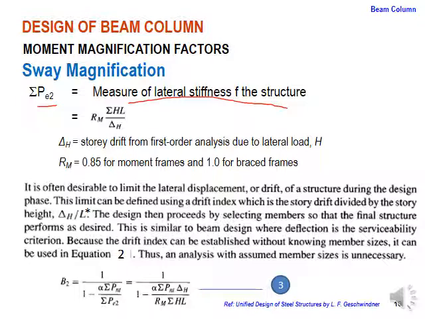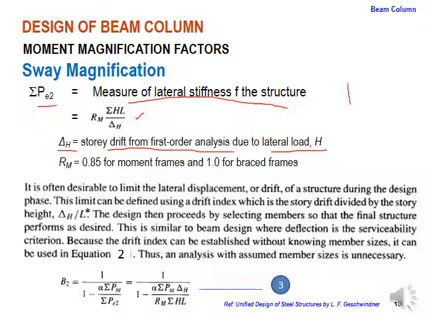So for this, the formula is R_m sigma H L over delta H. So what are these parameters? One by one we will discuss. Here in the denominator, delta H is written. It is the story drift from the first order analysis due to the lateral load capital H.